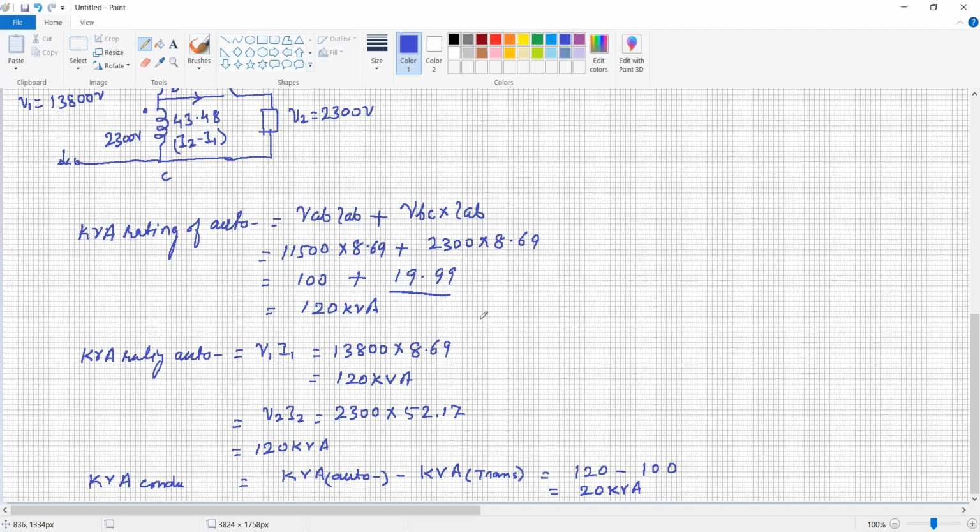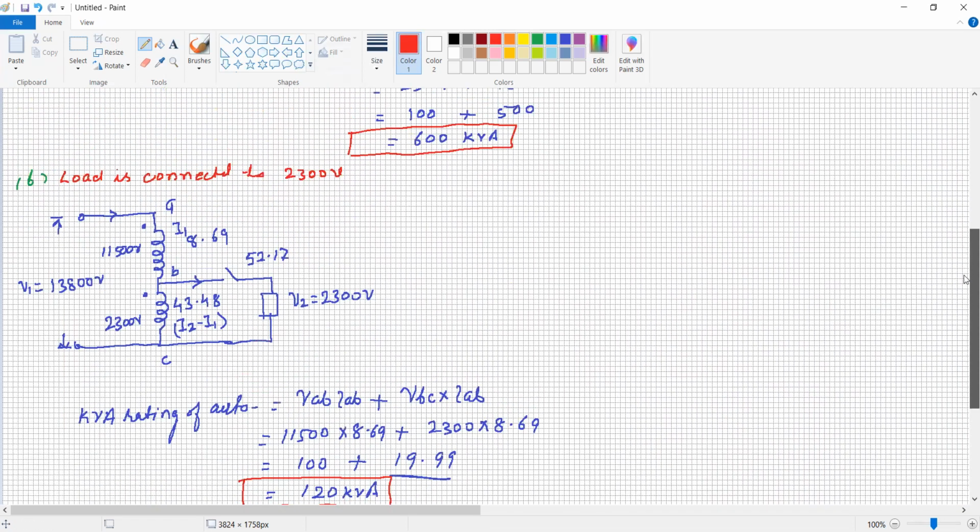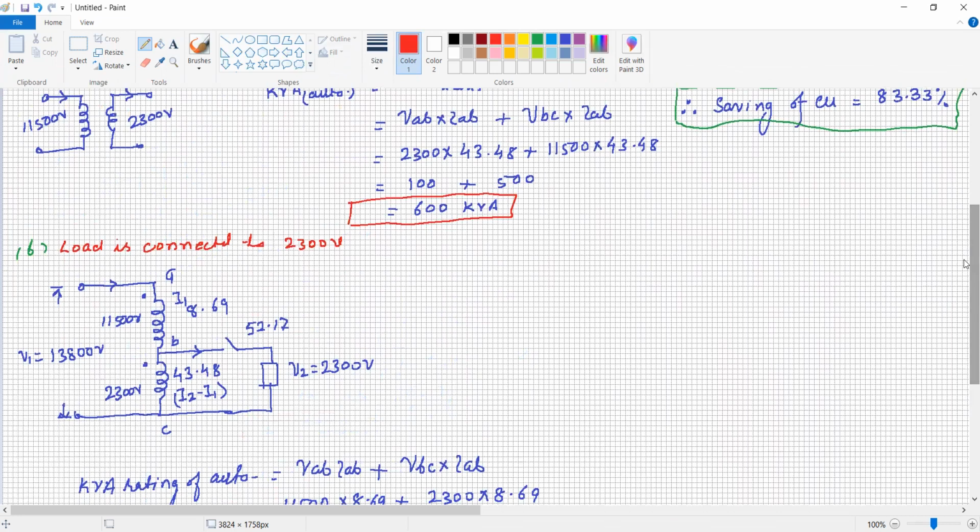So by this way, this is the second configuration. This is the second result we found, that the kVA of the auto transformer is 120, isn't it? Anyway, if we have a clear fundamental understanding regarding the transformer, definitely we can calculate the volume of copper.